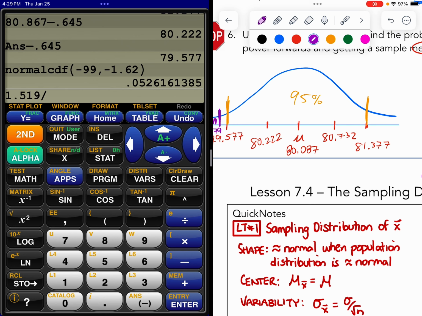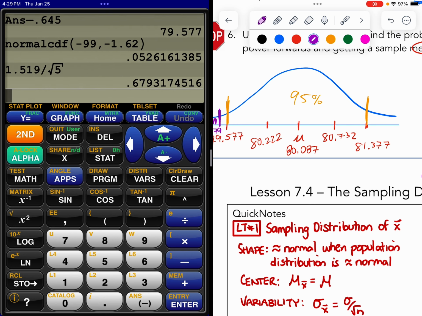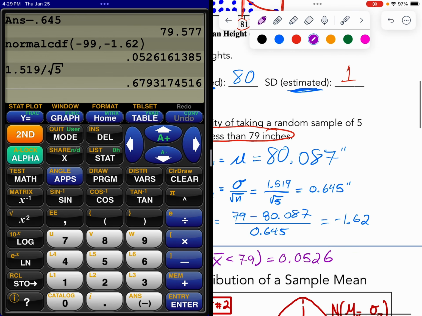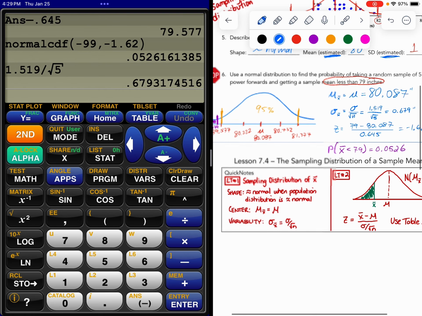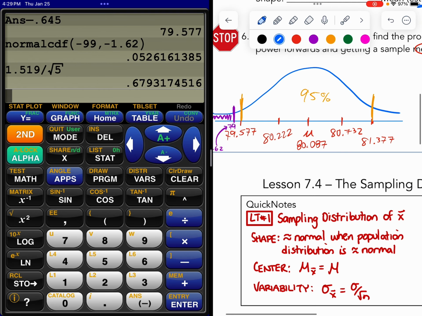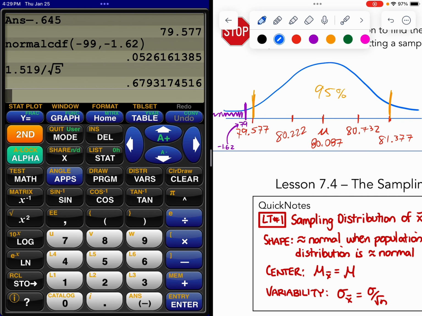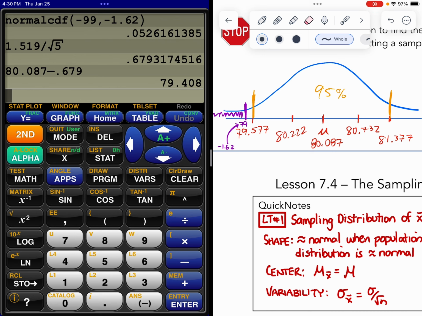1.519 divided by the square root of 5. Oh, there it is, folks. Shoot, I based the whole thing off of this, which is slightly wrong. This should be 0.679. So these red numbers up across the bottom are not quite accurate. But I like chasing down the right answer, so I'm going to do it. 0.679.